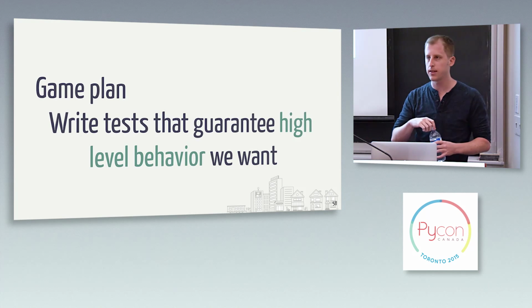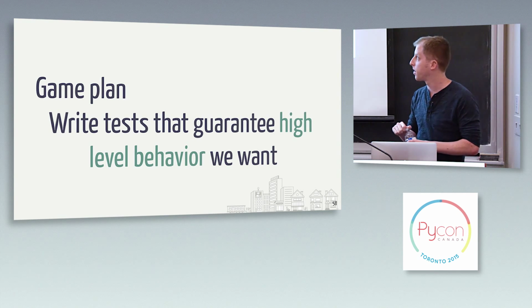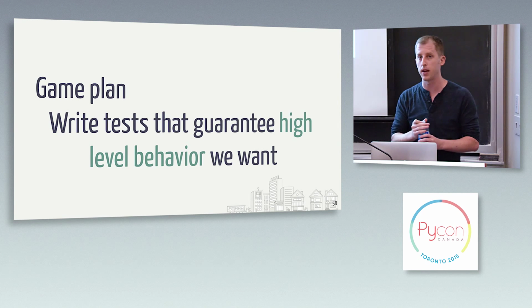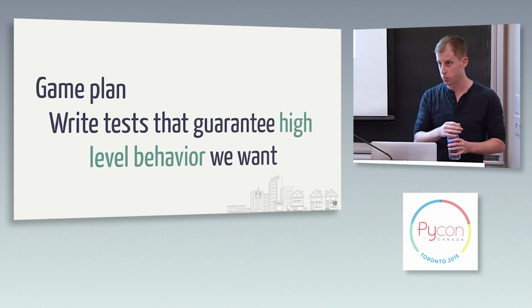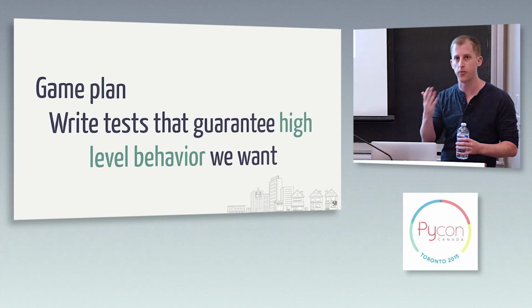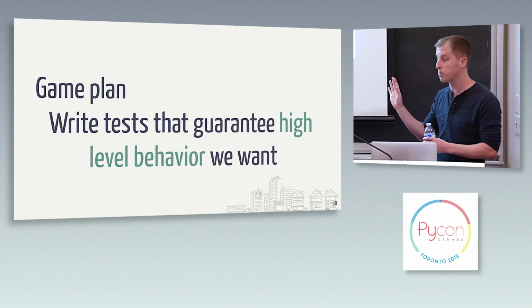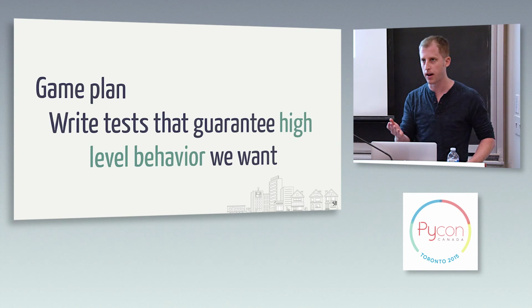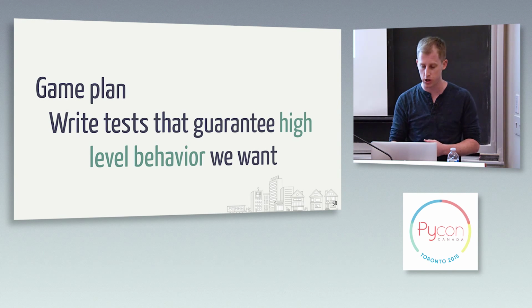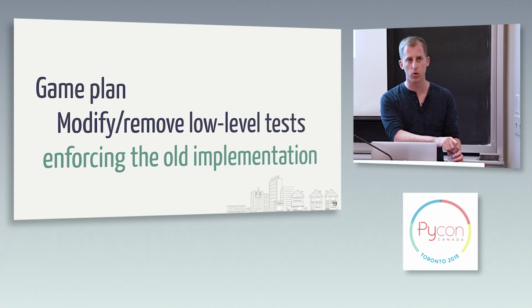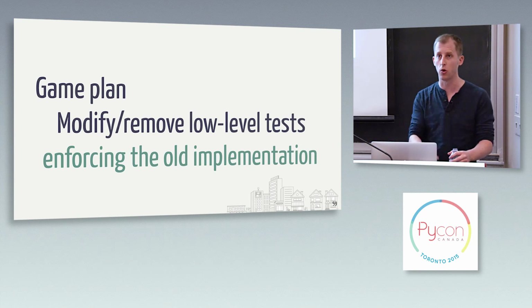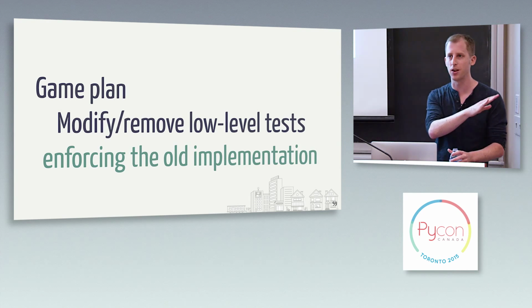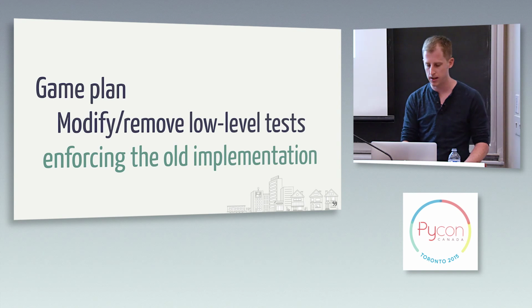And so we're going to take a slightly different tack. We're going to write tests that guarantee high-level behavior. Sam, if you were here just previously, talked a little bit about acceptance tests or functional tests. And we're going to employ that idea to assert whatever our users are interested in holds true. And that way we're free to change underlying code. And that's really what we're looking to do here, is we want to remove those old tests that are asserting that an old implementation exists.